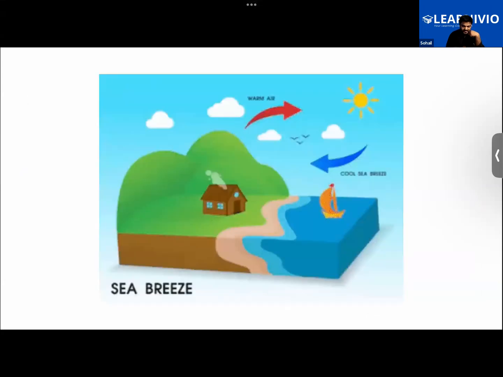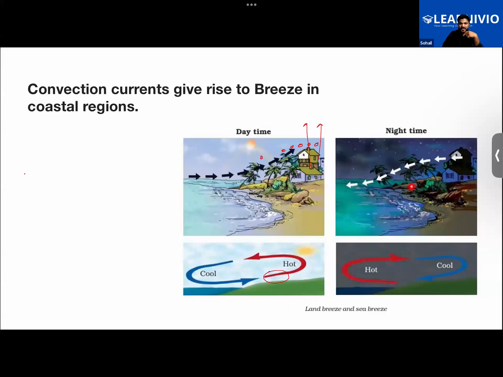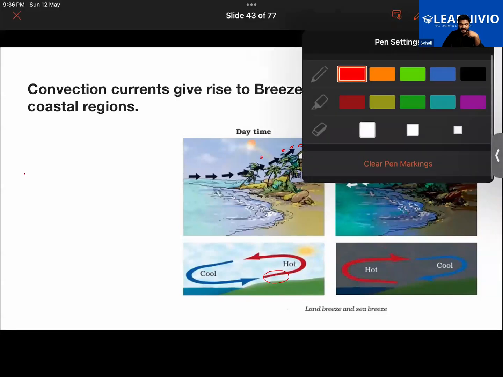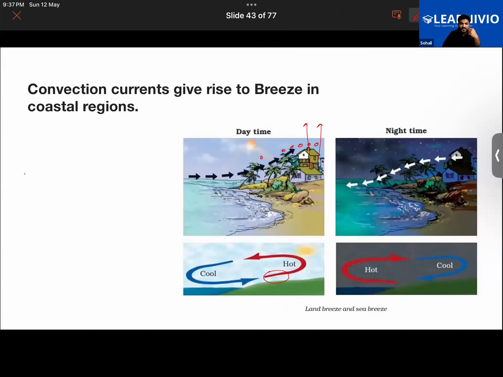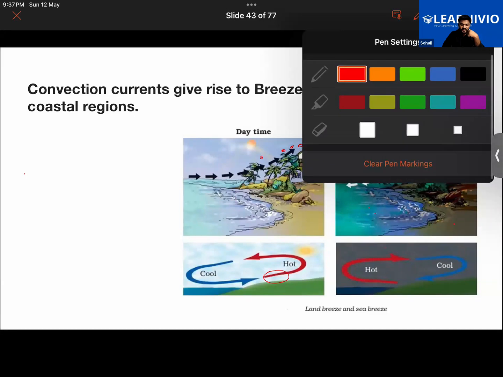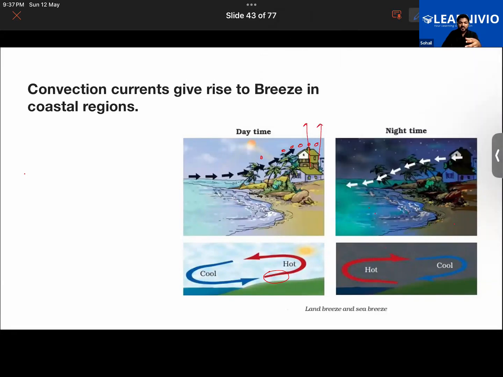While during the night, the opposite happens. I told you that land heats up faster and cools down faster, while water heats up late and also cools down late. So during the night, the water is still warmer, because it is the property of water that it takes more time to warm up and more time to cool down. It will still be warmer, no? Yes, sir.